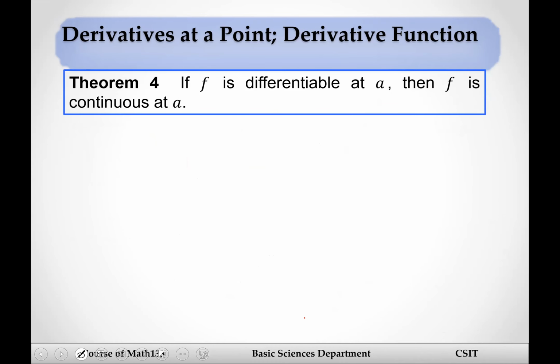Look at this theorem. If f is differentiable at a, then f is continuous at a. This means that differentiability of the function is stronger than continuity. So a function which has a derivative is continuous. But the opposite is not true. You may have a continuous function, but not differentiable at a point. Okay, and we will see some examples for that.